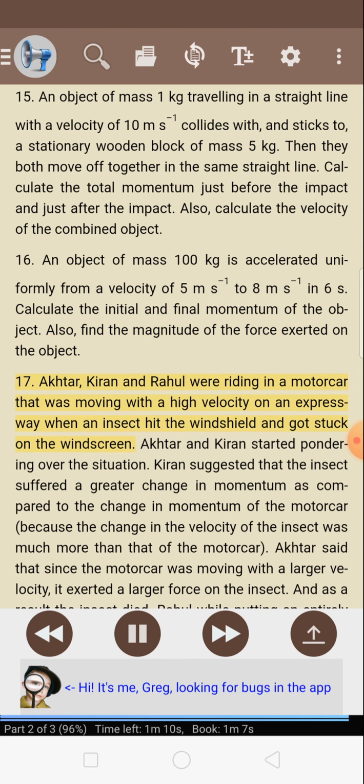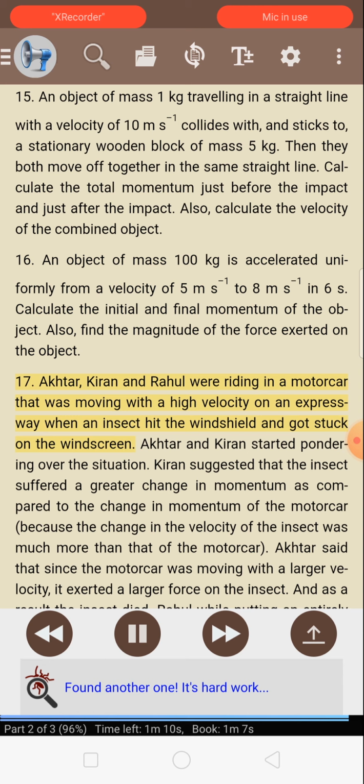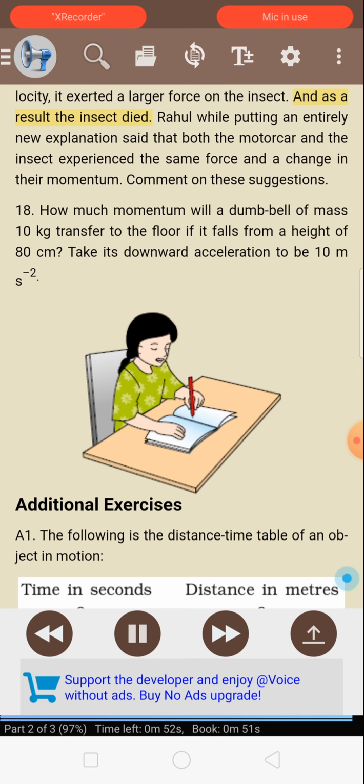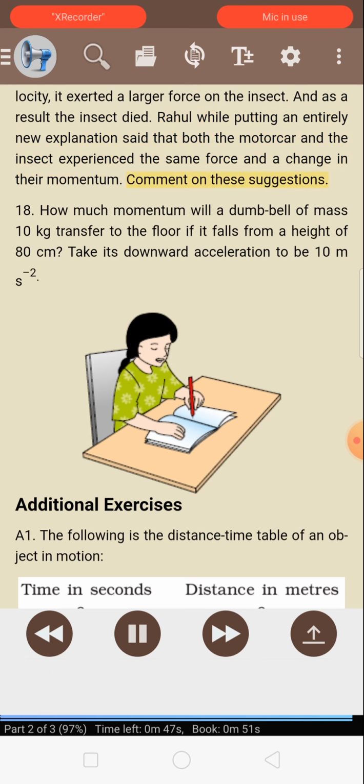17. Akhtar, Kiran and Rahul were riding in a motorcar that was moving with a high velocity on an expressway when an insect hit the windshield and got stuck on the windscreen. Akhtar and Kiran started pondering over the situation. Kiran suggested that the insect suffered a greater change in momentum as compared to the change in momentum of the motorcar because the change in the velocity of the insect was much more than that of the motorcar. Akhtar said that since the motorcar was moving with a larger velocity, it exerted a larger force on the insect, and as a result, the insect died. Rahul, while putting forward an entirely new explanation, said that both the motorcar and the insect experienced the same force and a change in their momentum. Comment on these suggestions.